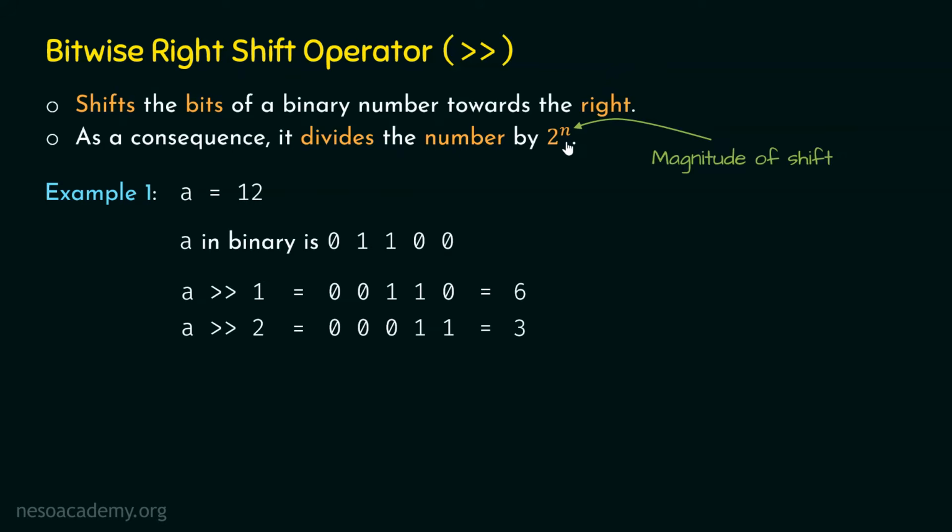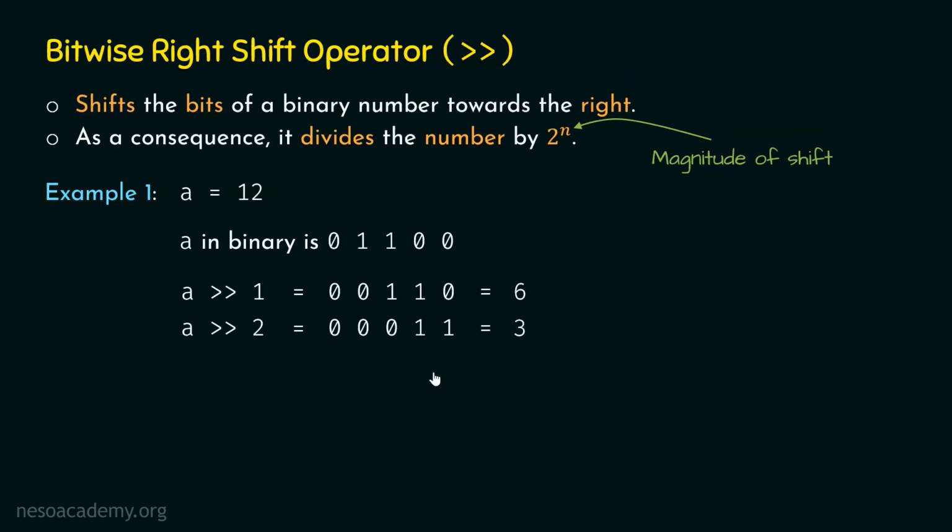We will get 2 to the power 2, which is equal to 4. This means that we need to divide the original number by 4. So let's divide this number 12 by 4. 12 by 4 is equal to 3, and that is what we are getting as the result here. I hope the concept of how the bitwise right shift operator works is completely clear.